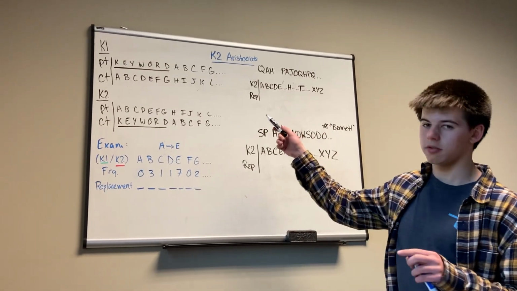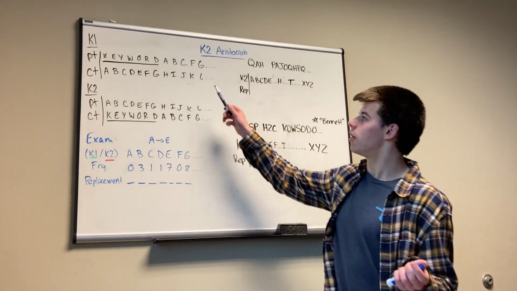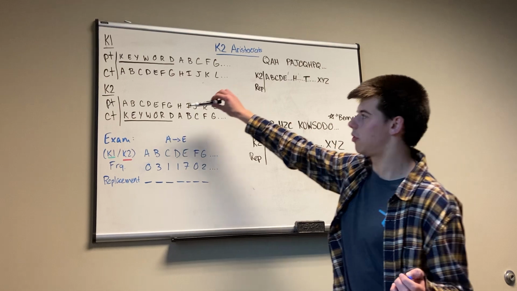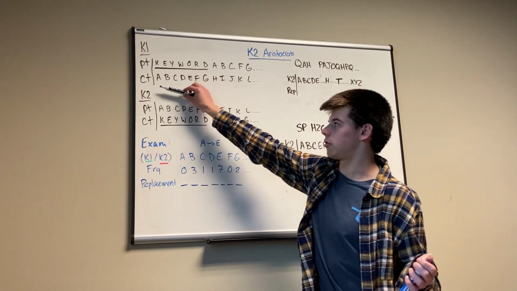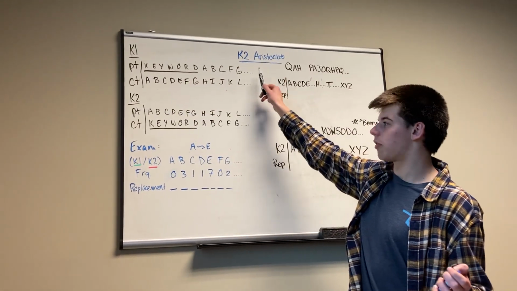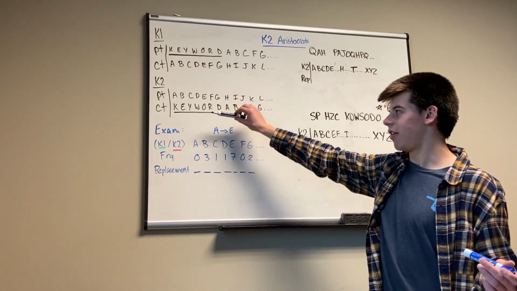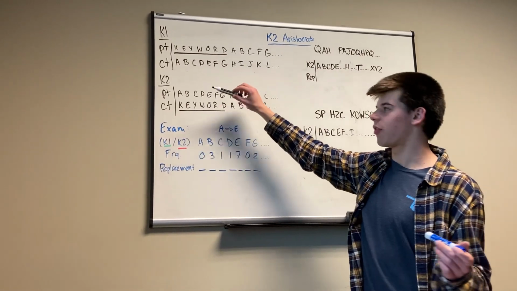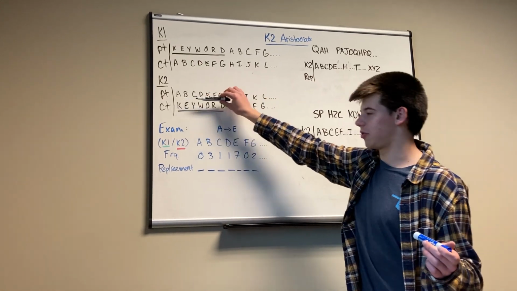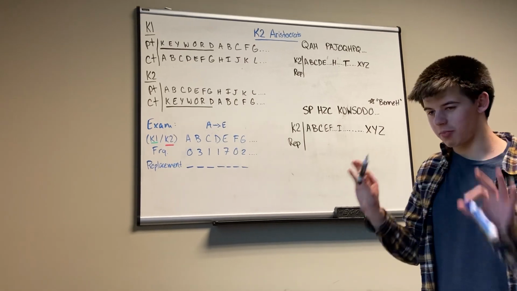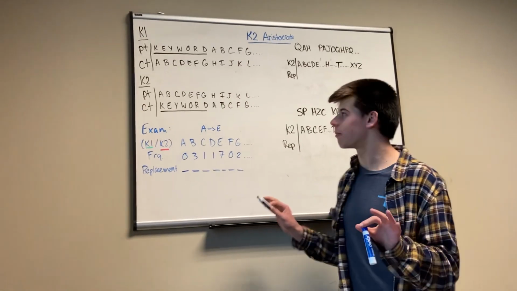With the K1, like we did last time, the keyword is in the plain text, and that's translating to a ciphertext alphabet that is just the plain alphabet. With K2, the keyword is in the ciphertext alphabet, which is being translated from a plain text that is just the regular alphabet. So, okay, I know what you're thinking, that's completely meaningless.